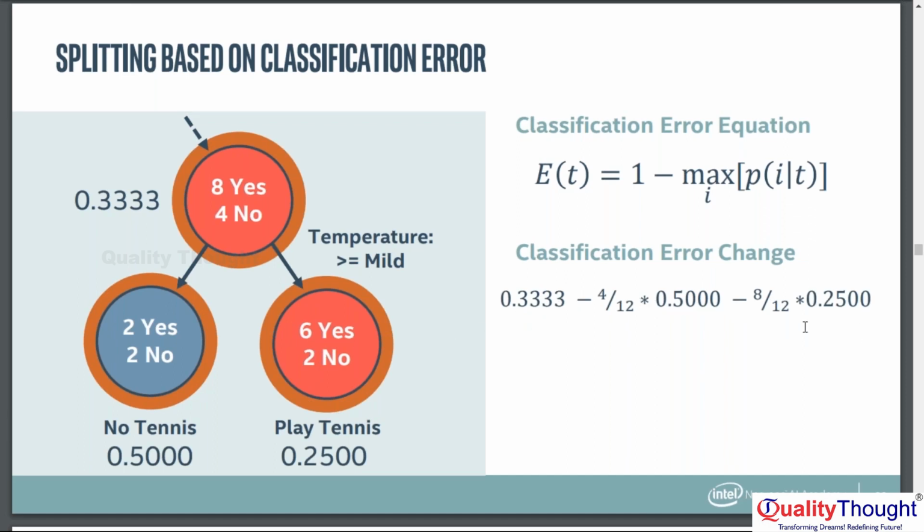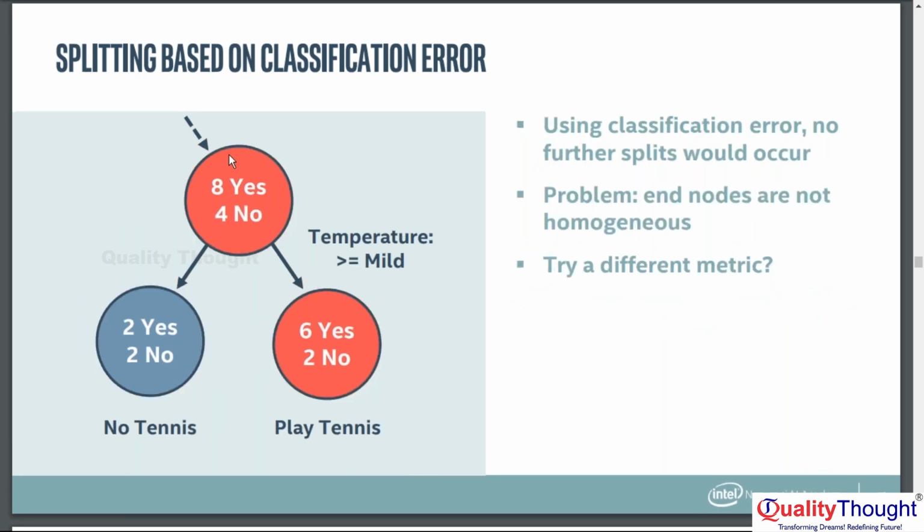Why? Because these two things have been derived from the top one, or the decision node. Okay, so now we have understood the classification error. There are no further splits here, and here we can clearly understand the end nodes are not homogeneous. Means we need to have the homogeneous nodes at the end. So let us go ahead and try a different metric.